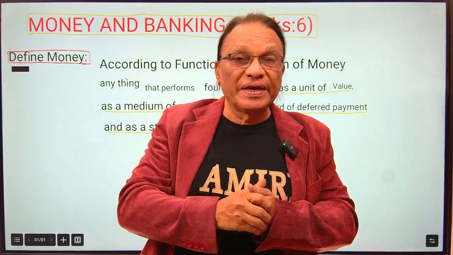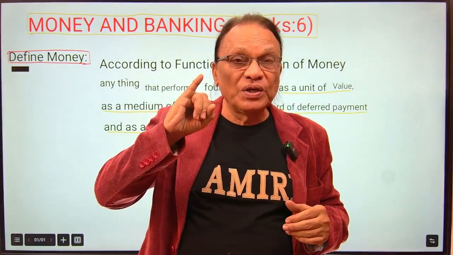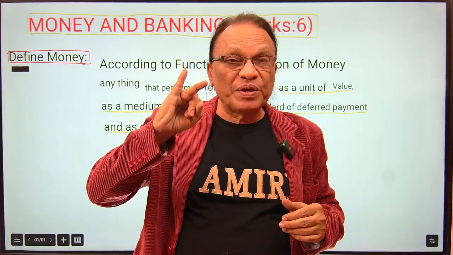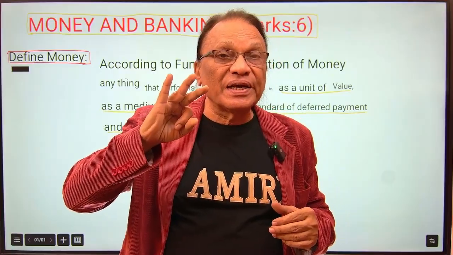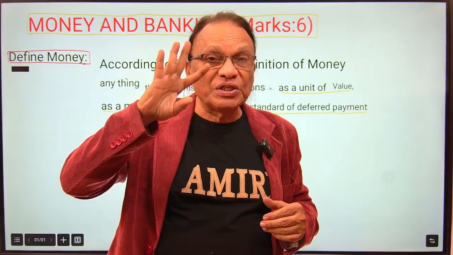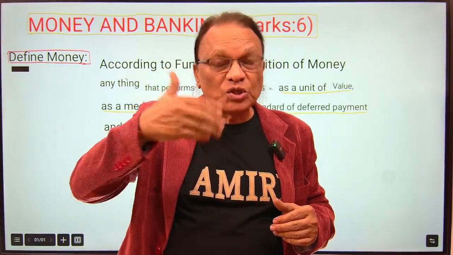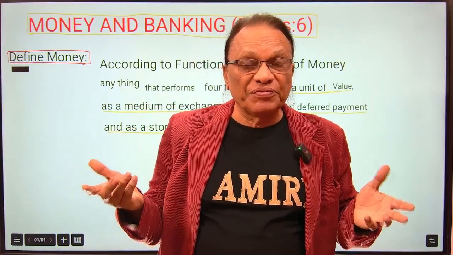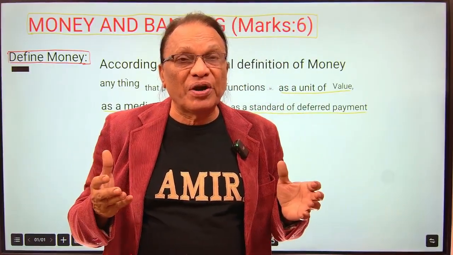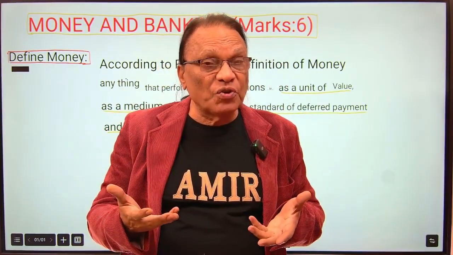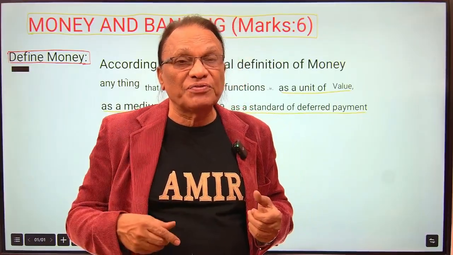So what is money? Anything which acts as a unit of value, a standard of deferred payment, a medium of exchange and a store of value. It can be paper currency or a coin. If it has these four functions, that's money. This is the functional definition of money.